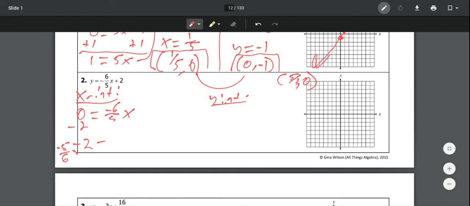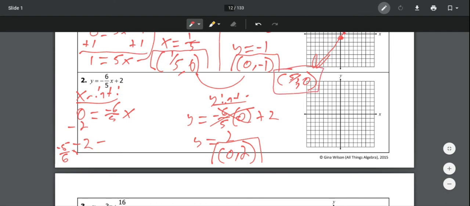All right, so now let's look at the y-intercept. So when we're looking for y, we plug in 0 for x. So y stays, then we got -6/5. Instead of x, we plug in 0 plus 2. That 0 cancels out that fraction, so y equals 2. So then 0, 2 is our y-intercept. So those are our 2 intercepts, and we just graph both of those points, and we're done. Then we draw a line through it.